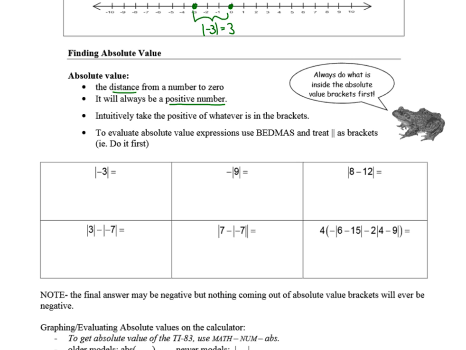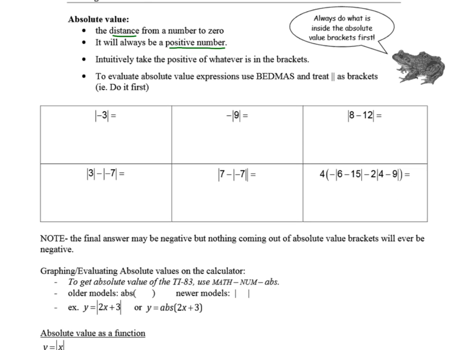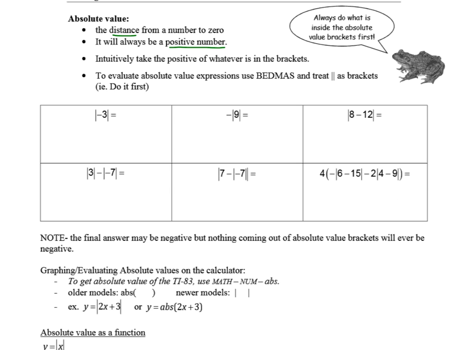We take the positive of whatever's inside the brackets. So we treat these types of brackets just like you treat any type of bracket in BEDMAS. You evaluate what's inside the brackets first. It's just like a special type of bracket. But what comes out of it is always positive. So absolute value of -3 is 3. Let's write one more underneath this. Absolute value of +3. What's the distance from 3 to 0? Still 3. Whether it's positive or negative, it always comes out as a positive. That's an absolute value. You got me?